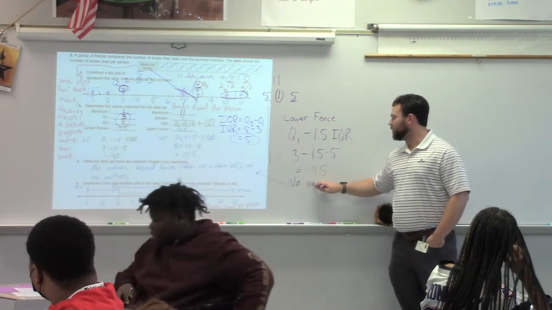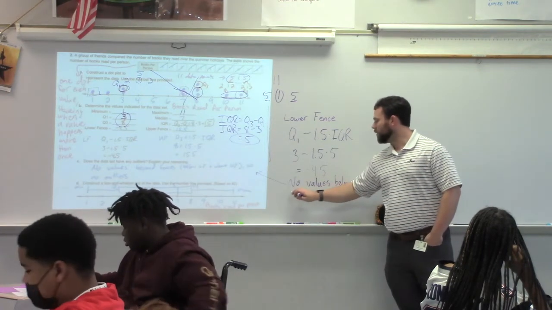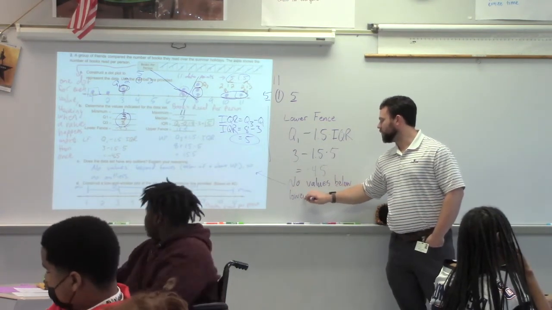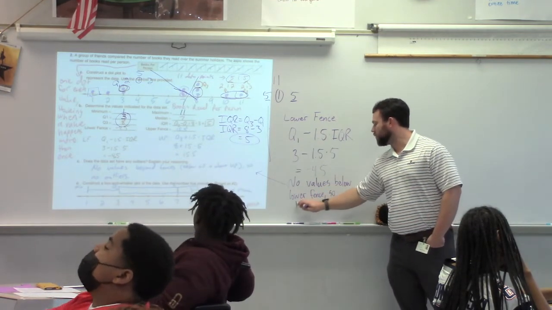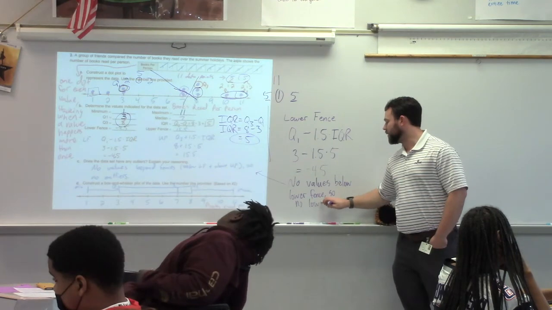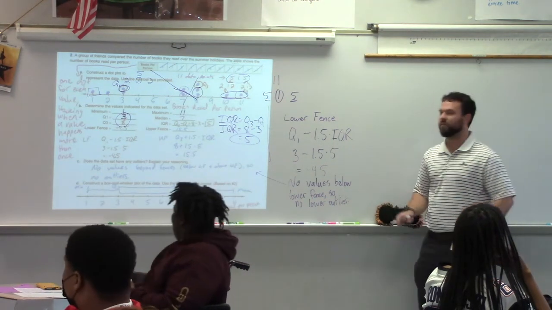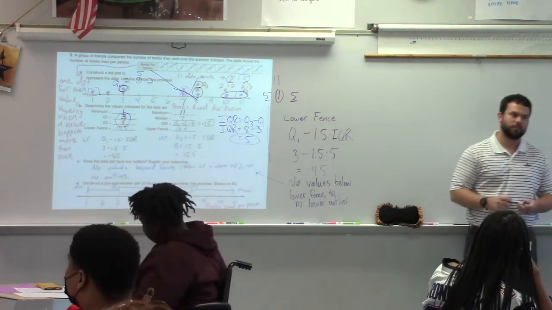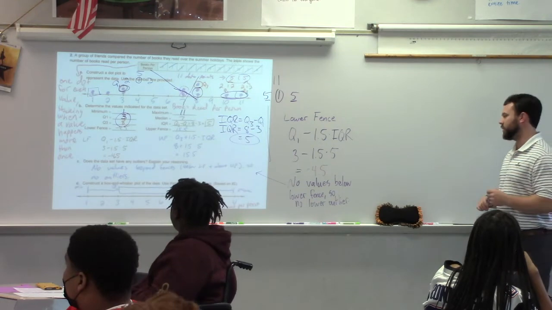No values below the lower fence. So no lower outliers. If you had a value below that negative 4.5, you would have an outlier. Now, you can't have a negative number of books read, so in this context, it wasn't possible.